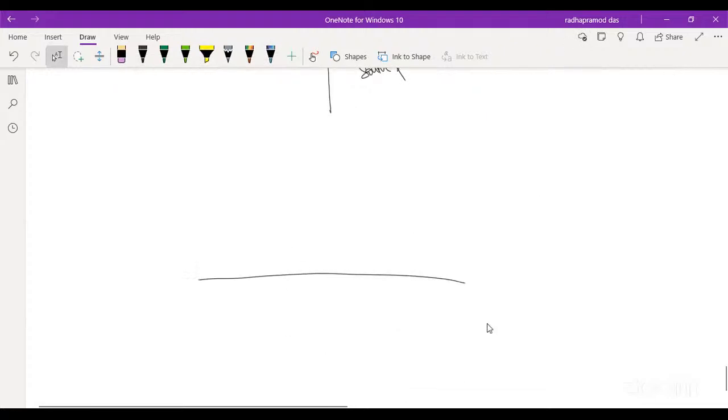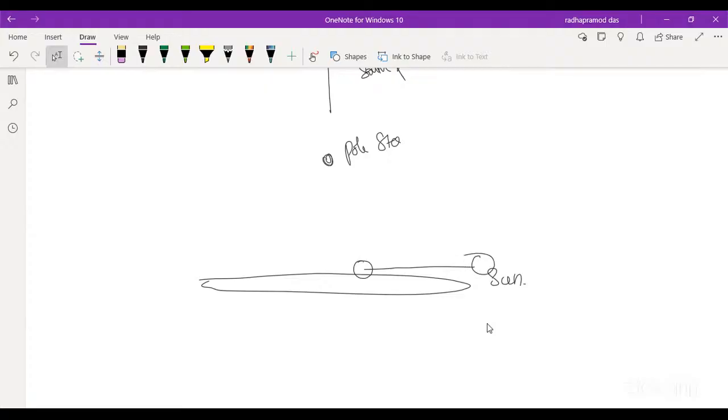Yeah, so now I'll explain here. See here, the pole star is there, and here the sun is there. Now Earth is somewhere here, but the sun is rotating, while the pole star is like this, slanted. So here the pole star is fixed. Earth is in this direction, the sun is in this direction, and the sun is going around.